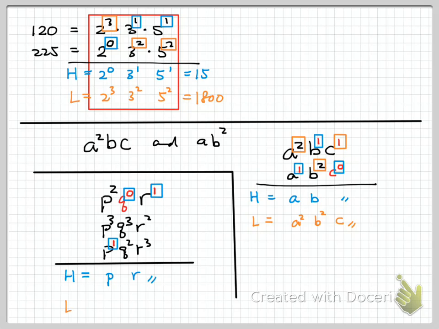For the lowest common multiple, LCM, we choose the highest power in each column. So we choose the 3 here, the 3 here, and the 3 here. So we have P cubed, Q cubed, R cubed as the least common multiple. So that is for variables A, B, C, and P, Q, R. If there is a pair or if there are 3 terms, it works the same. So that pretty much covers the basic idea for HCF and LCM.